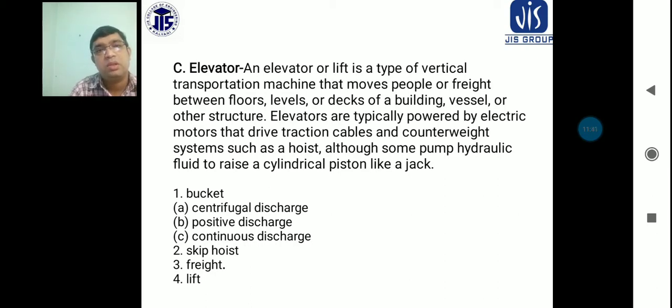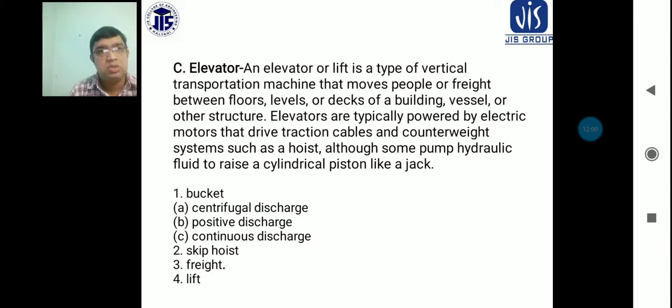The pulley systems will also be concentrated according to your lift. The lift has traction cables, and there will be counterweight systems, such as a hoist, given to the system. And pumps will also be available, like hydraulic pumps given to the system for the hoist.